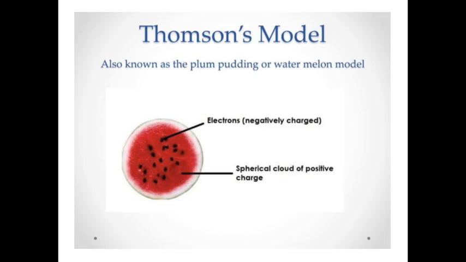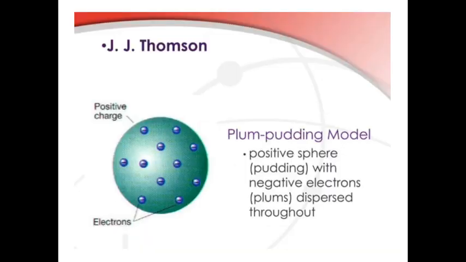They are the electrons, and they are negatively charged. And then inside it, we have a spherical cloud of positive charge. This is how the Thomson model looks like. But we can look at it in an advanced way. The plum pudding model of J.J. Thomson: in the model, you have a positive charge surrounded by electrons. The positive sphere is what is called the pudding. It is surrounded by negative electrons that are called plums, which are dispersed throughout the pudding.